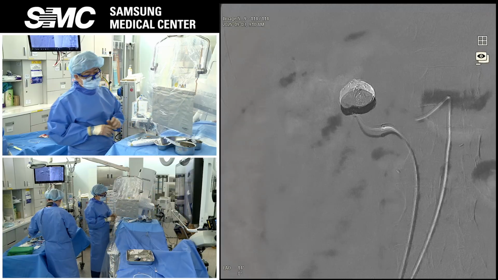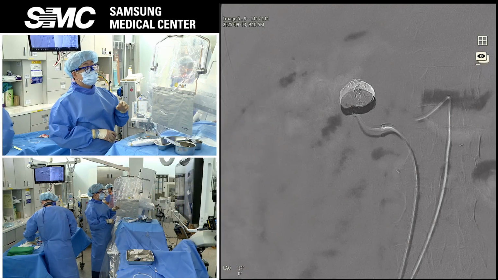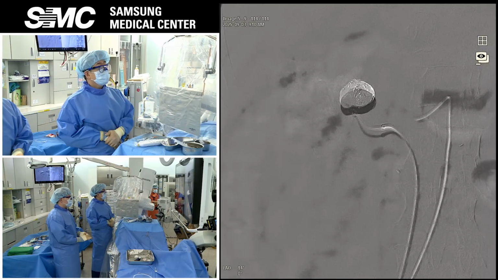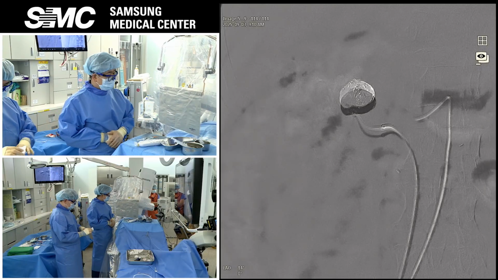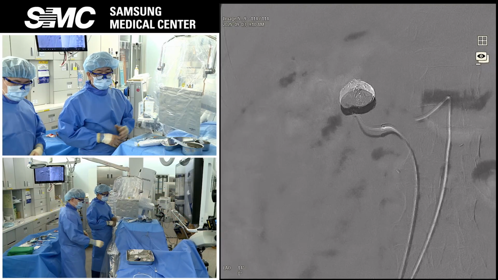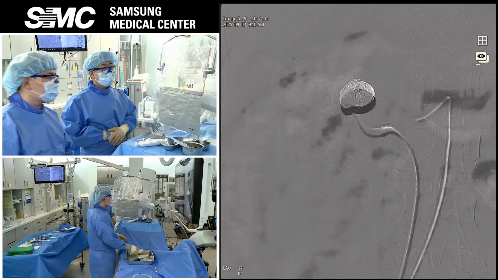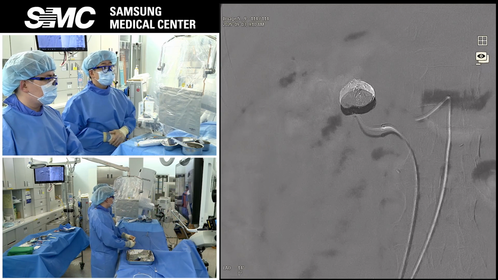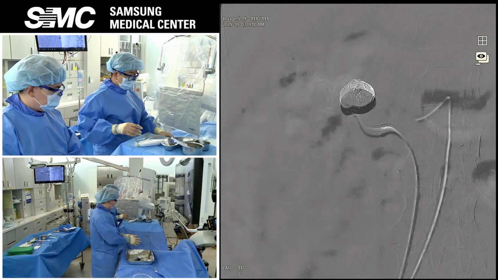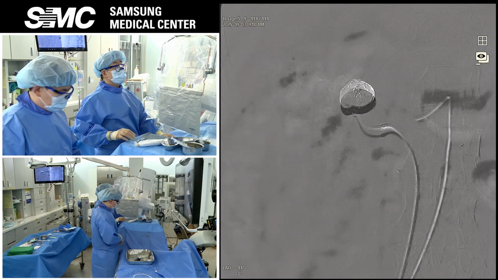As you can see, a small amount of the ethanol refluxed from the AVM nidus to the feeding artery. I think that is enough for this kind of AVM, because almost all AVM flow was already stopped by coil embolization. Let's check the final angiogram again.